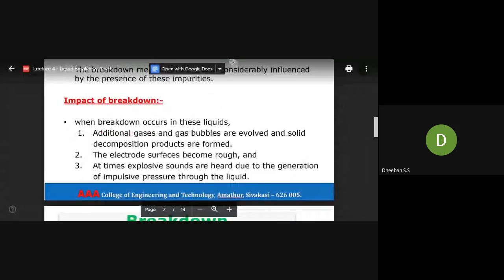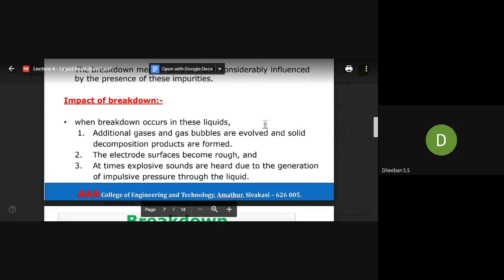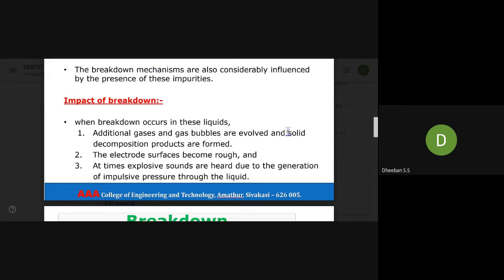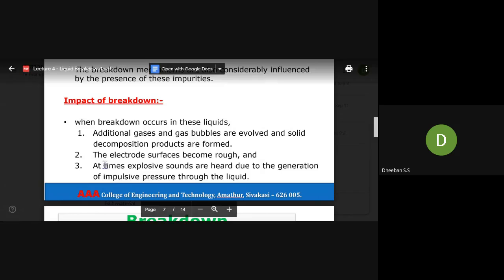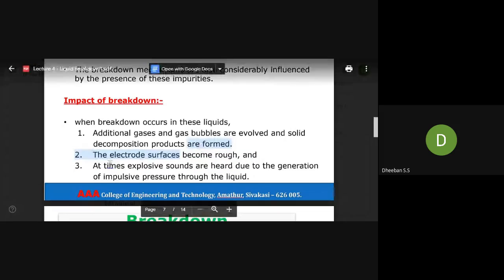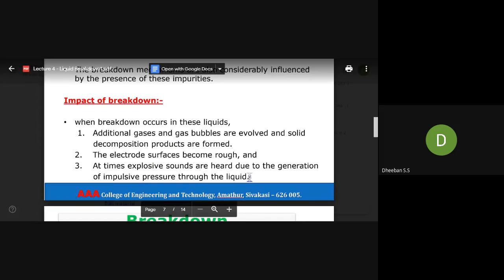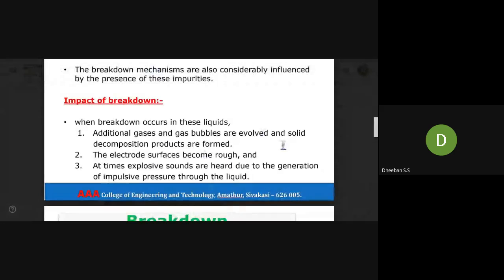So, when breakdown occurs in these liquids, as a side effect additional gases and gas bubbles are evolved, and solid decomposition products are formed. Next, the electrode surface becomes rough. So this is similar to your cathode heating. We have already seen this, right? There are also explosive sounds, which is a side effect due to generation of impulsive pressure through the liquid.